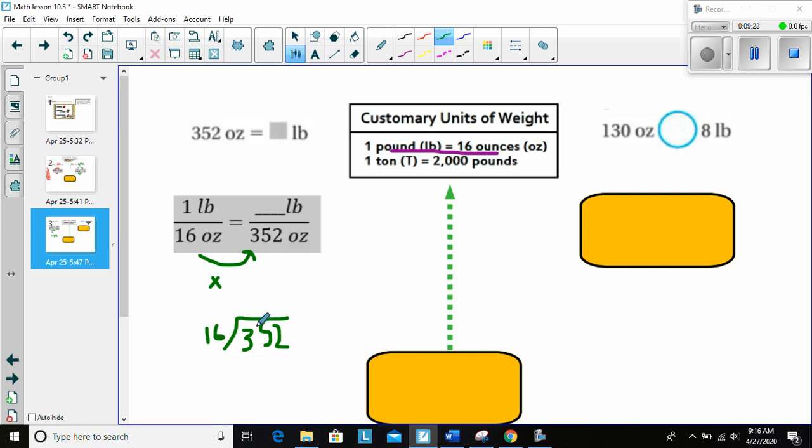So 16 goes into 3, no way, that's way too small. 16 into 35, yes, I think it's 2 times because I actually know 2 times 16 in my head. 2 times 16 is 32.